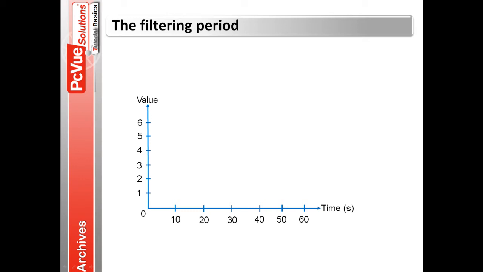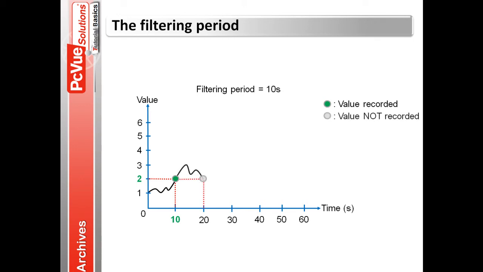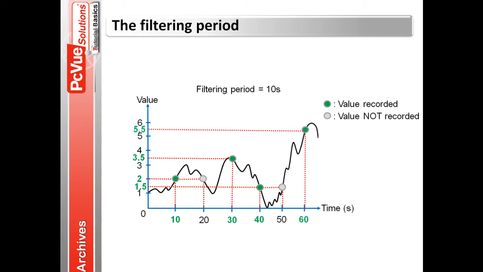For example, here the filtering period is equal to 10 seconds. At 10 seconds, PcVue records the value 2. At the next period, 20 seconds, the value is still equal to 2, but the value is not recorded. If the value changes at the next period, it will then be recorded, and so on. It's important to note that with a proprietary archive system, the filtering period is not a sampling period, and it's not possible to record a point periodically.